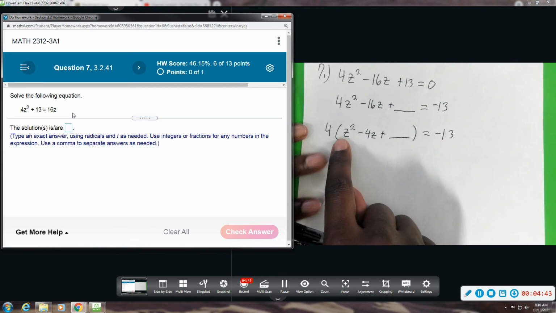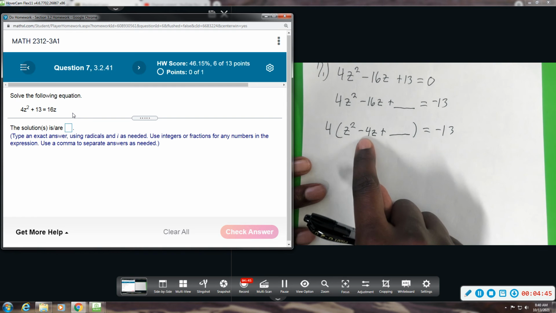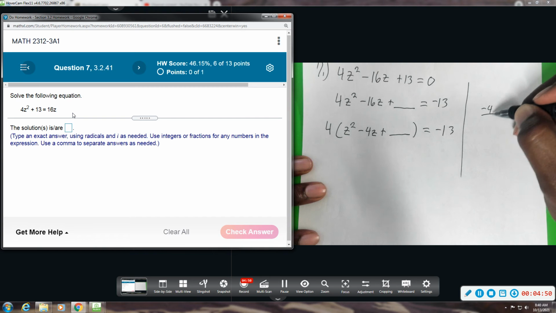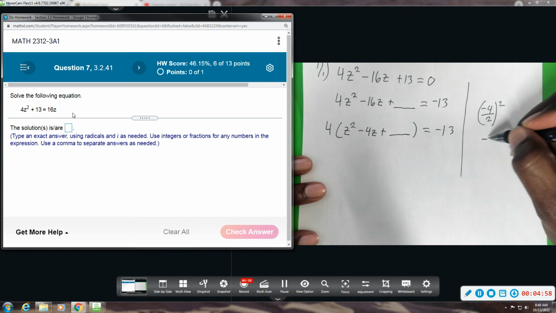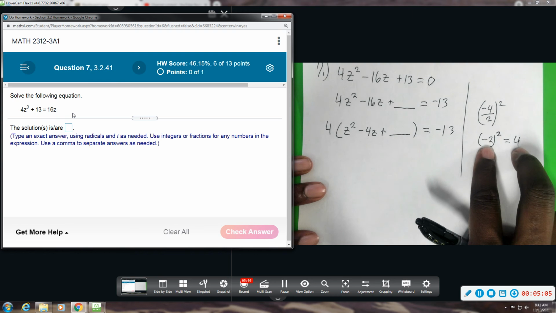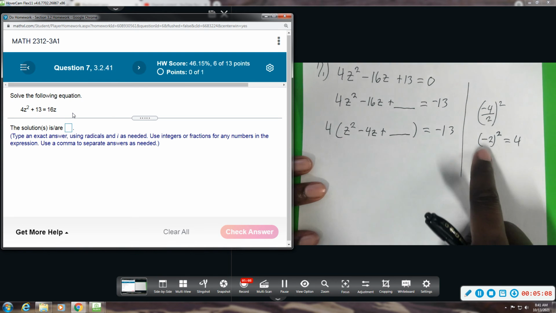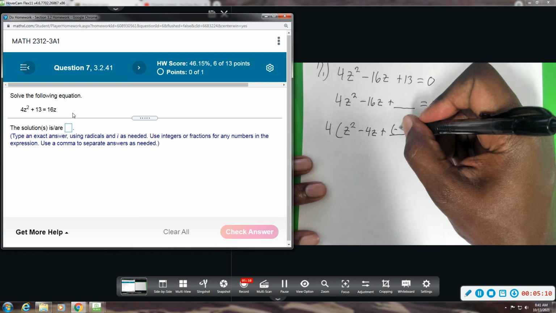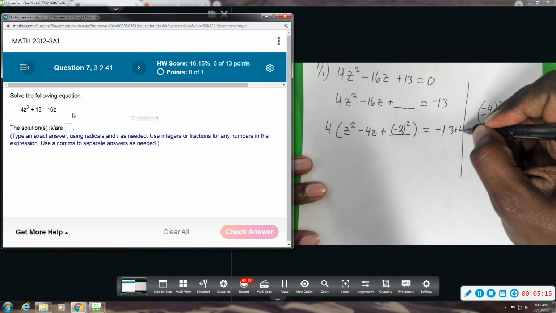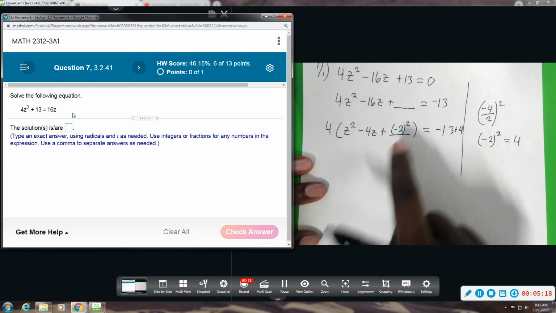All right, so now that I have my leading term as a 1, we're going to take half of the middle term and square it. So negative 4, we're going to divide by 2 and square it. That's the complete the square part. Negative 4 divided by 2 is going to give us a negative 2 squared. Negative 2 squared gives us a positive 4. On this side, with the square, I'm going to leave it as negative 2 squared. On the right side, I'm going to write it as plus 4.